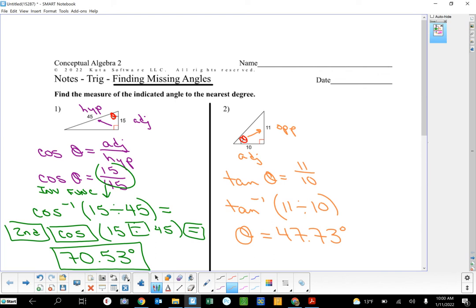All right, so make sure that these notes get turned in under notes, trig, finding missing angles. It's a 20-point assignment. And then there are 2 worksheets that are going to follow that up.